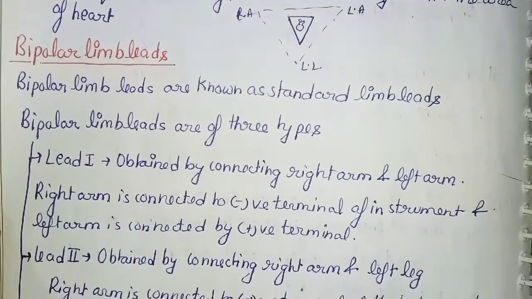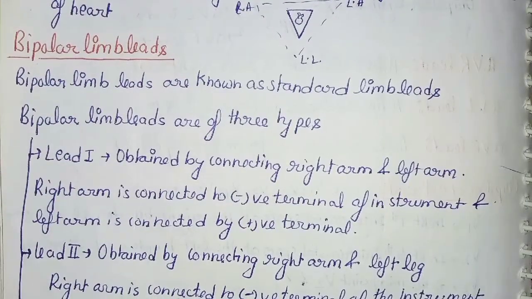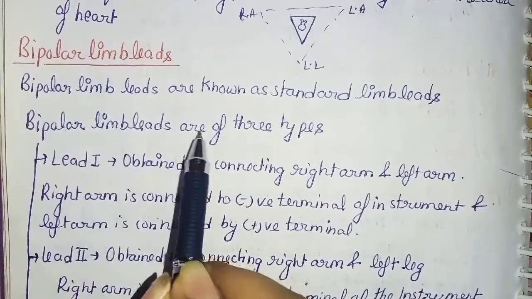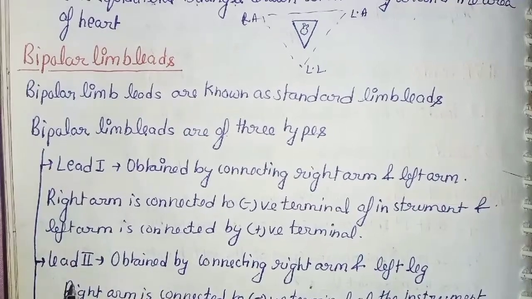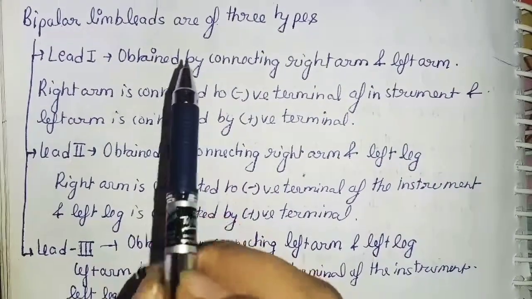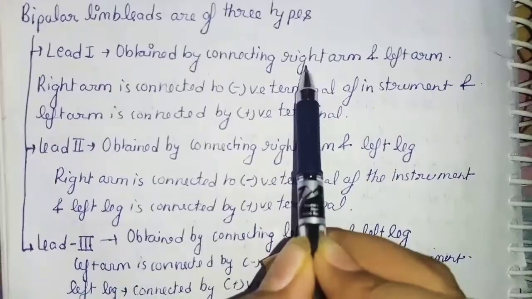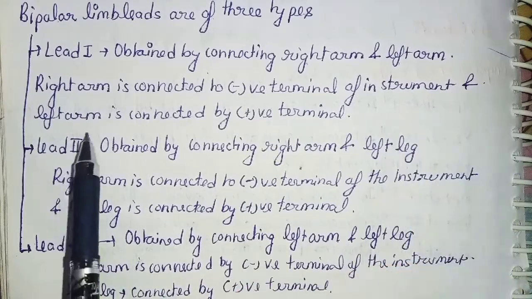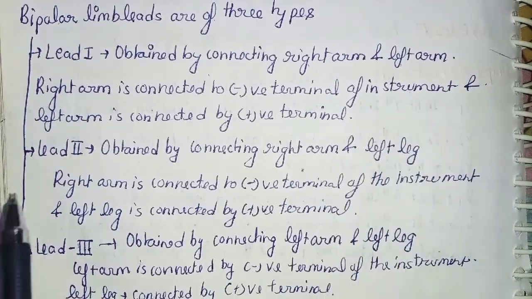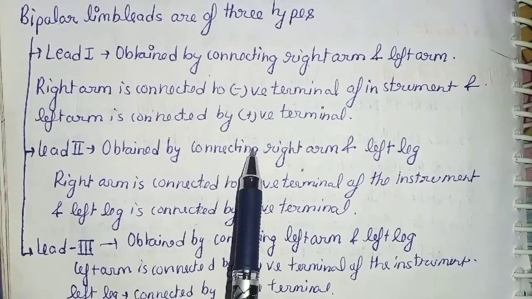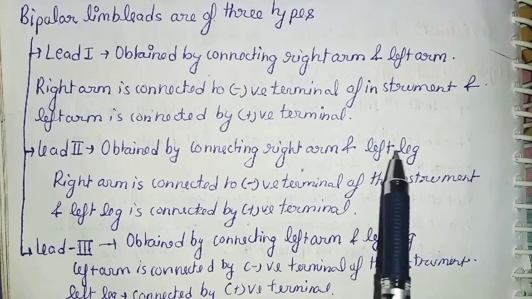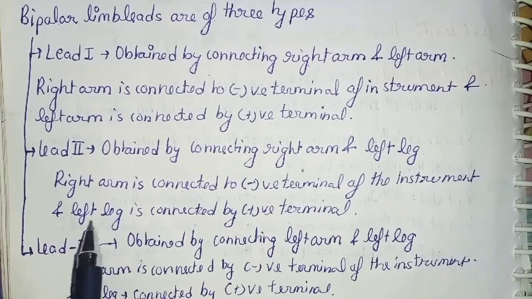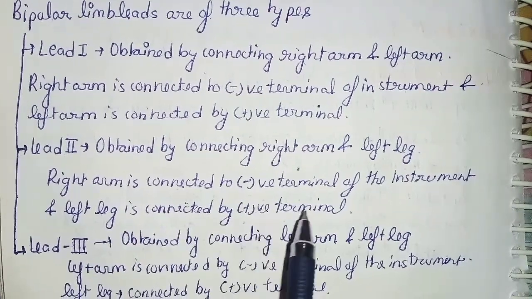Now we are moving to bipolar limb leads. Bipolar limb leads are known as standard limb leads. Bipolar limb leads are of three types: lead 1, lead 2, and lead 3. Lead 1 is obtained by connecting the right arm and left arm. The right arm is connected to the negative terminal of the instrument and the left arm to the positive terminal. Lead 2 is obtained by connecting the right arm and left leg. The right arm is connected to the negative terminal and the left leg to the positive terminal.